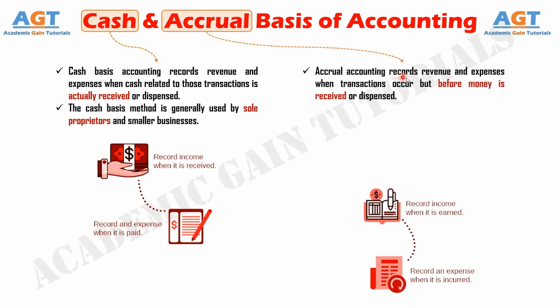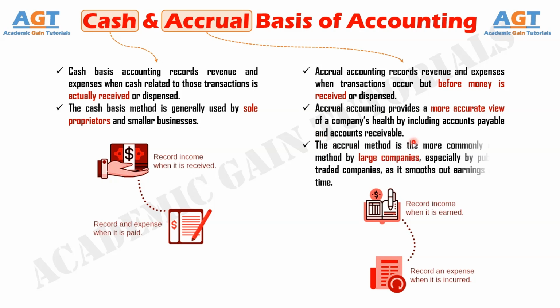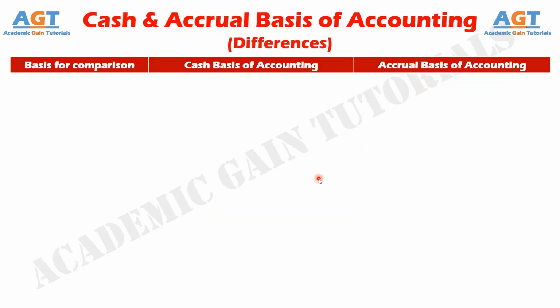Accrual accounting records revenue and expenses when transactions occur, but before money is received or dispensed. Accrual accounting provides a more accurate view of a company's health by including accounts payable and accounts receivable. The accrual method is the more commonly used method by large companies, especially by publicly traded companies, as it smooths out earnings over time.